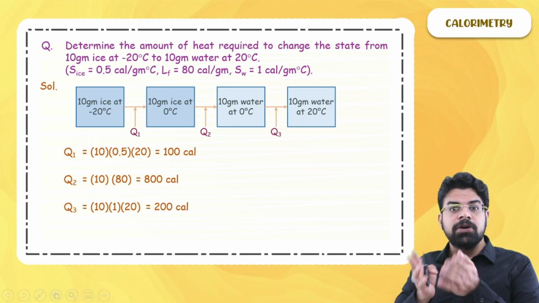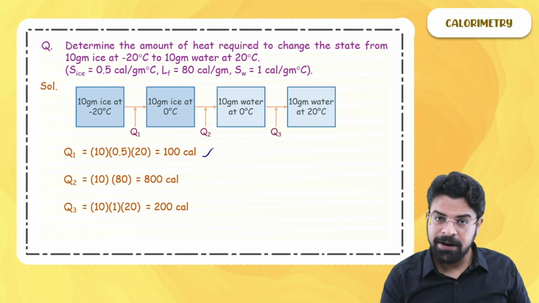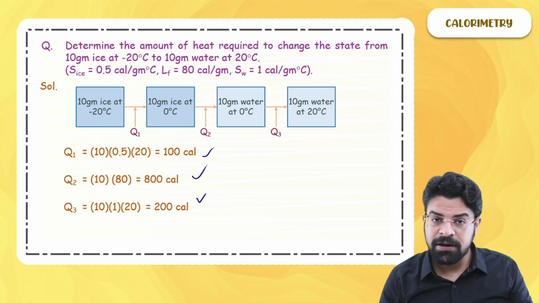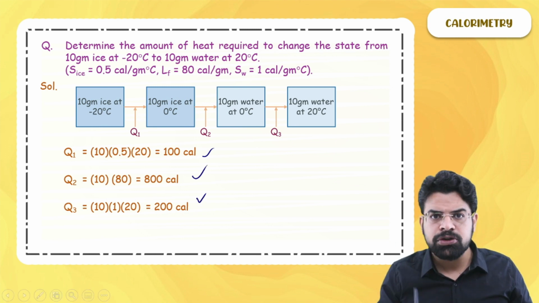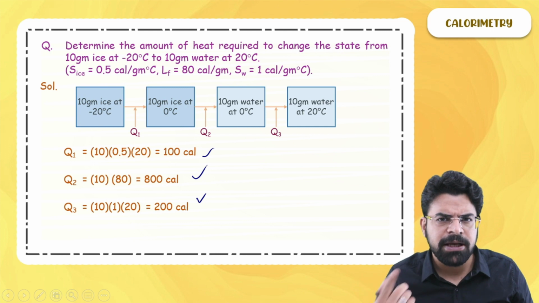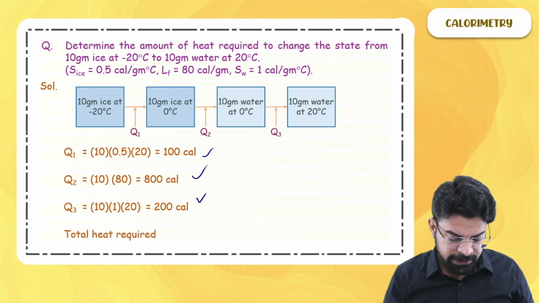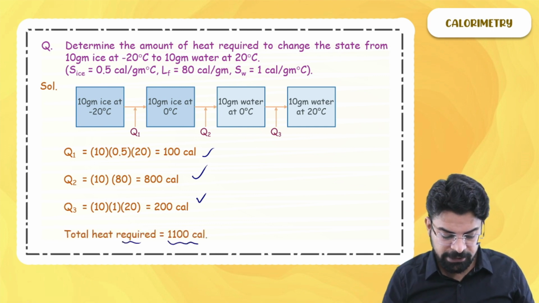So what will be the total heat provided? So 100 plus 800 plus 200, that will be 1000 plus 100, that will be 1100 calorie. So the total heat provided equals to 1100 calorie.